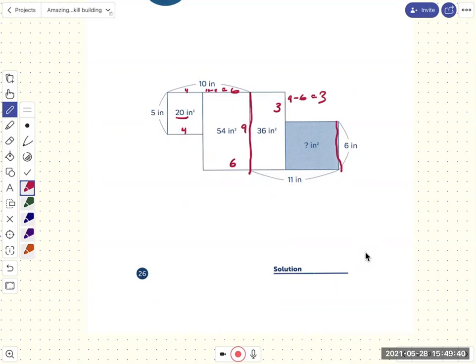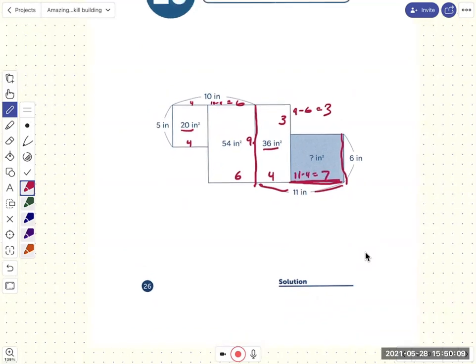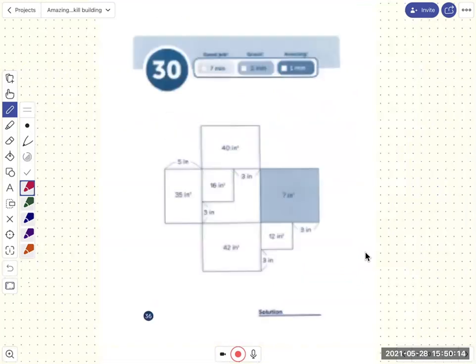Okay, so then I just need to get this base. If I know this is 11, I just need to find out what the base is of this tall rectangle. And I know that this is 9, right? I figured out that that was 9. And so 9 goes into 36 4 times. So now this guy is 11 minus 4 equals 7. And so together, this one equals 7 times 6 equals 42. Okay, so that one wasn't so bad either.